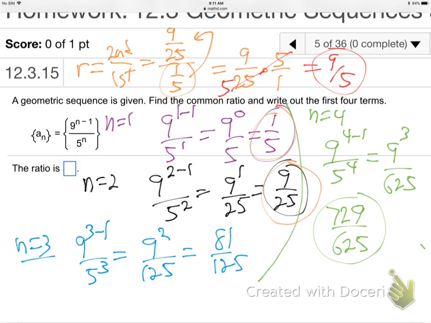By the way, we've done so many of these now. Can you tell the ratio is always what's to the n or n minus 1 or whatever power? See how the 9 and the 5 both have some kind of an n thing on them? So it's going to be 9/5. So if they give you a formula, the R is always whatever has some sort of an n thing on it. So everybody see that?